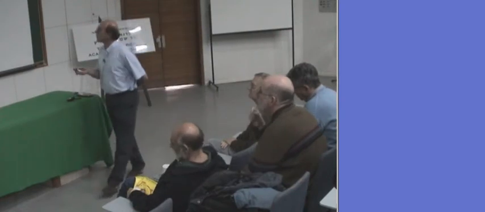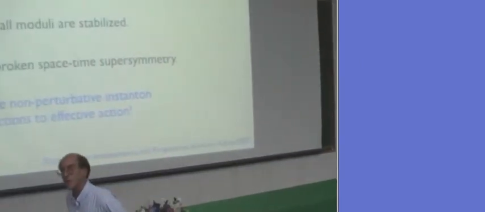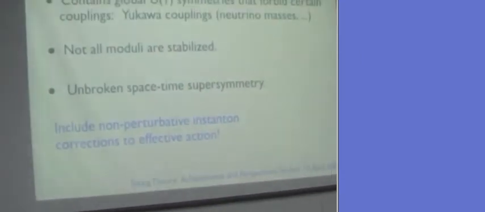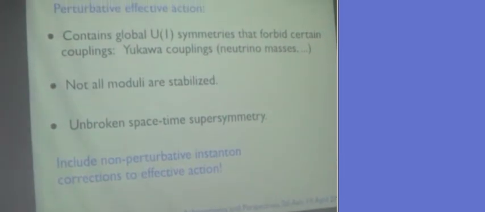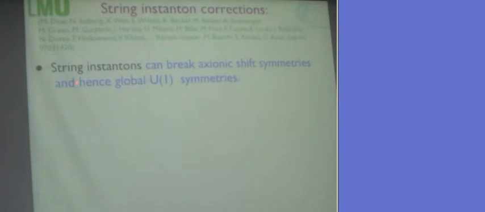Okay, so we want to include now the non-perturbative instanton corrections. This is, of course, not a new subject, but I think there are recent nice developments in how to perform actual concrete calculations, and this is also what I want to present to you first. So here is a list of references on string instanton corrections. These can break axionic shift symmetries and hence also the global U(1) symmetries, and therefore you can expect that they generate couplings which are perturbatively forbidden. So they generate new matter couplings.